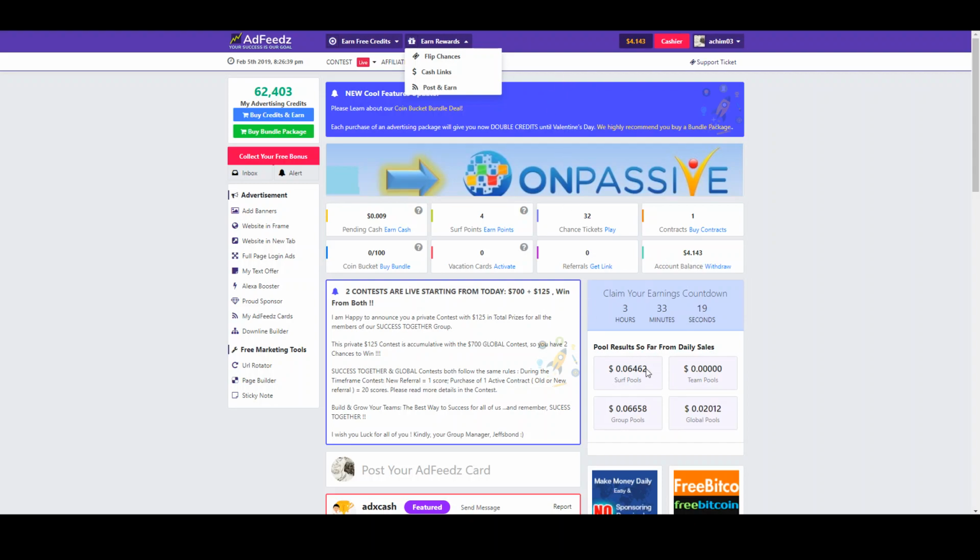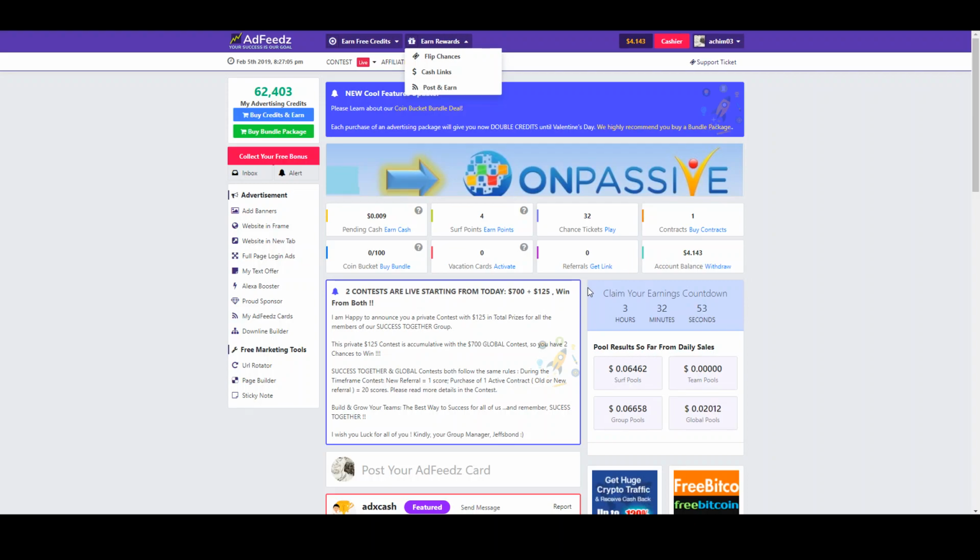And you can see, for example, today I collected 4 surf points. It will pay me around 6 cents. This changes till the timer of today is out. What I have to do to collect this money is to log in tomorrow and collect the amount to my account that will be credited here.